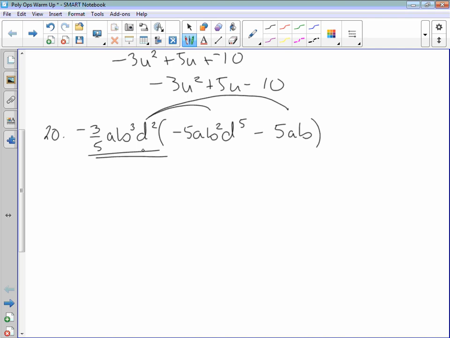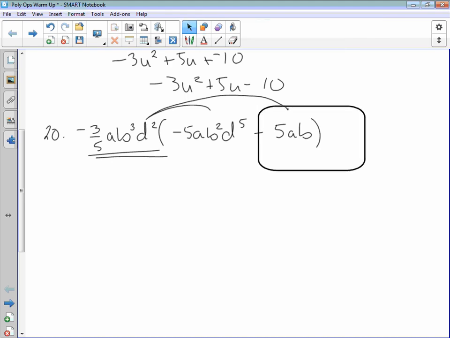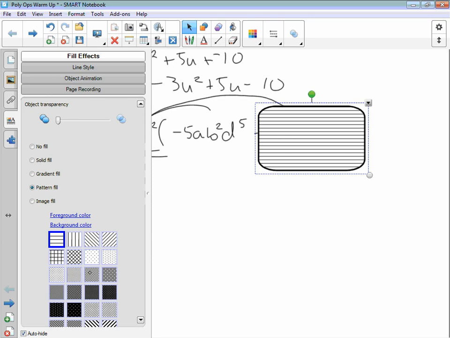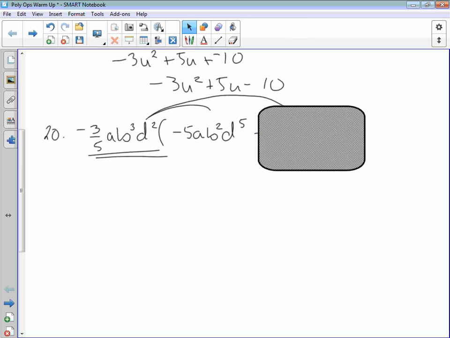So now, let's just ignore. Let me see if I can find magic box. You can't find it. Oh, it's the square. Make it purple. It sounds like you're trying to speak Spanish.